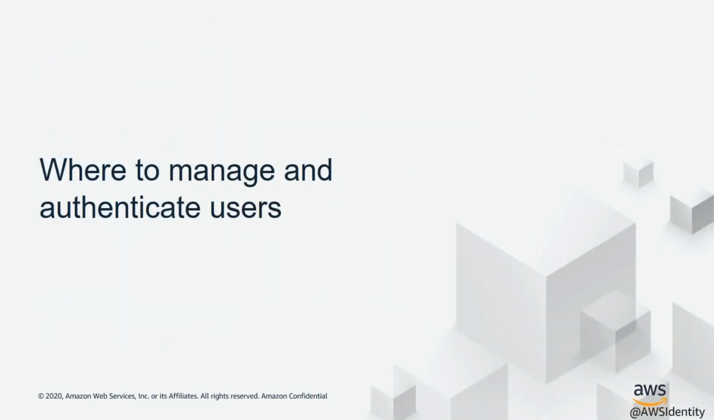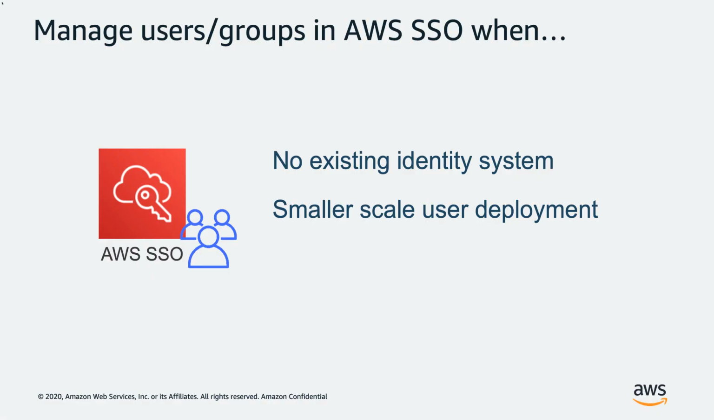Let's talk about where you manage users and how authentication works. Ron, which identity sources should customers choose and why? Many customers are new startups that don't have identity infrastructure in place. AWS SSO makes it simple for them to create and manage users and groups without setting up any other infrastructure. Currently, user management is through AWS SSO console only, making this appropriate when the scale of users is small.